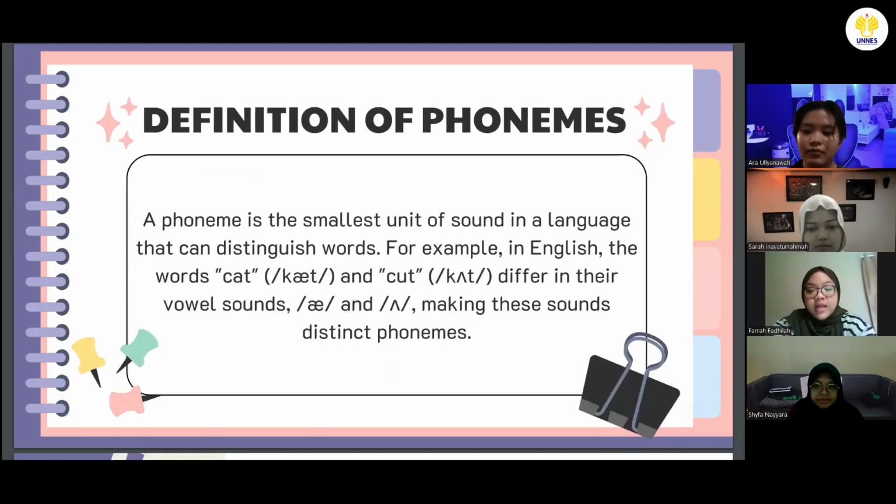So first things first, I'm going to give you the definition of phonemes. So what is a phoneme? A phoneme itself is the smallest unit of sound in a language that can distinguish words from one another. For example, in English, the words cat and cut differ in their vowel sound, making the sounds distinct phonemes.